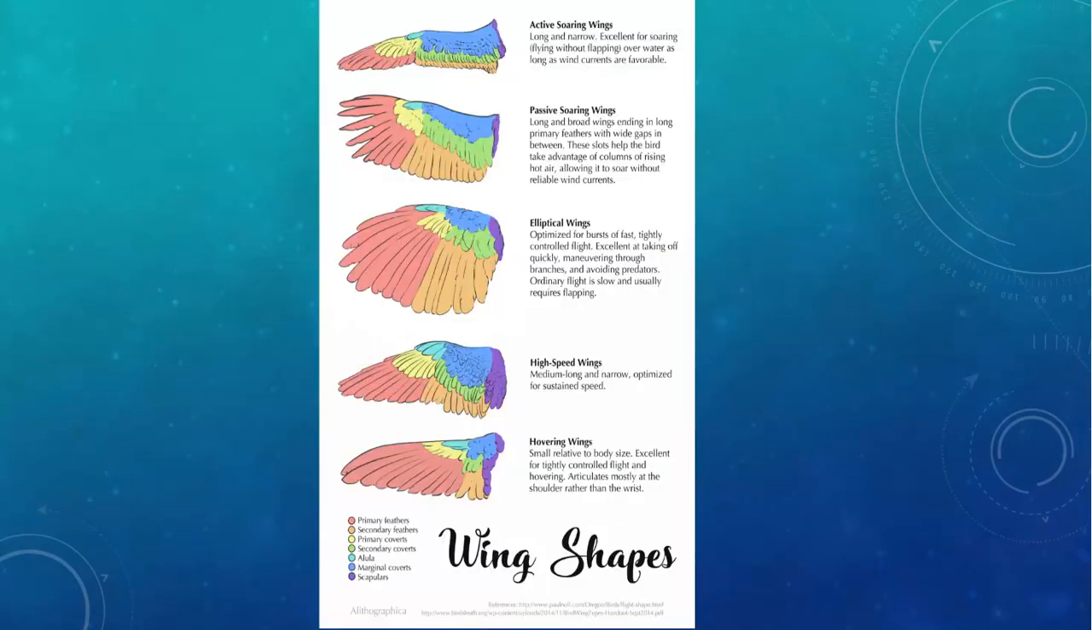This one is using a map of a wing to illustrate the different types of feathers and how they can show up on different wings. So very effective illustration here. Color coding to show how the different feather types translate from wing shape to wing shape, and with the names down below there. And also a nice description of how those different wing shapes are used.